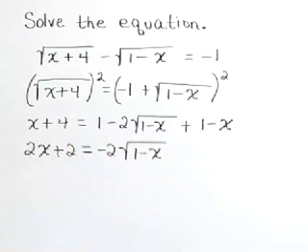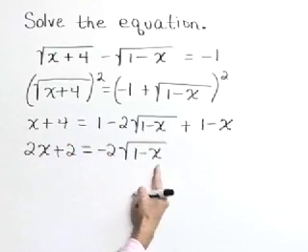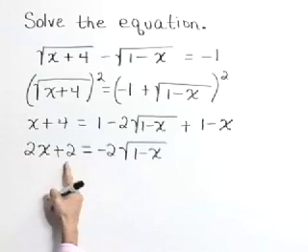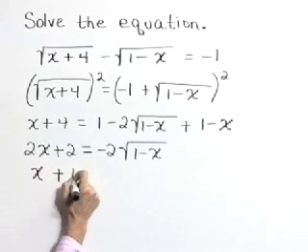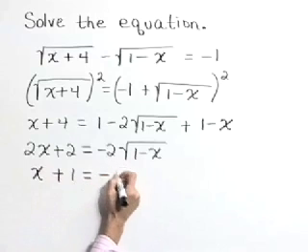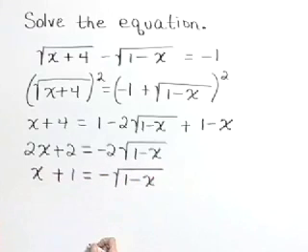Now, notice that each of our terms has a factor of 2 in them. Divide both sides by 2. That is, divide each term by 2 to get x plus 1 is equal to a -1 times the square root of 1 minus x.